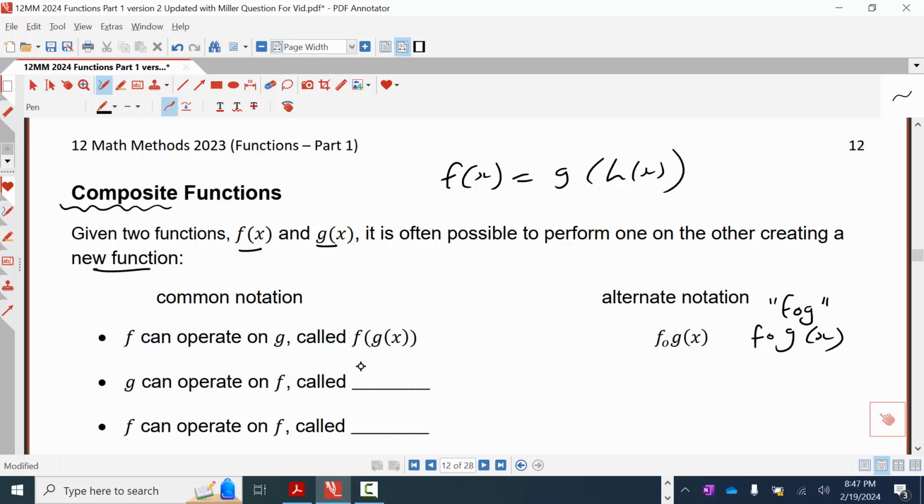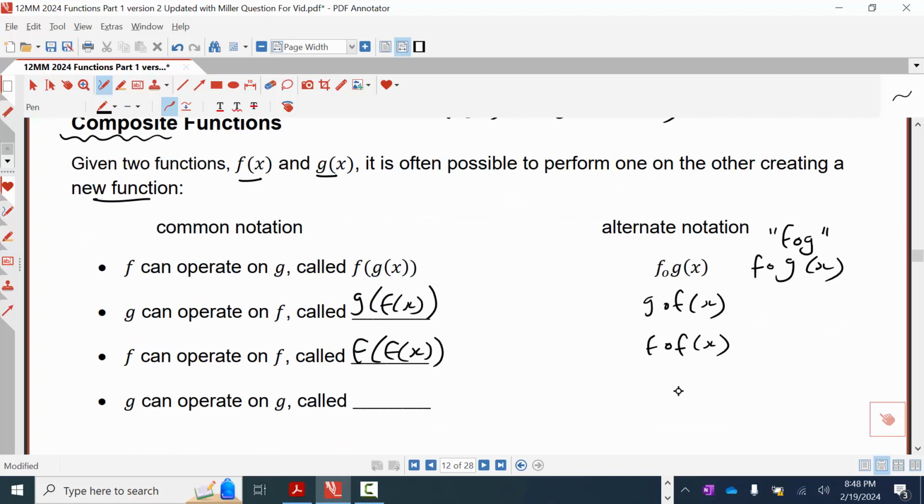All right, so g can operate on f, would take the notation g of f of x, and we would write g circle f. f can operate on itself, f of f of x, so that would be f circle f. And lastly, g can operate on g, g of g of x, and that would be g circle g. Okay, so be comfortable with the alternate notation. A question could ask you to do this, and that basically is just saying find the composite function which is g of f of x.